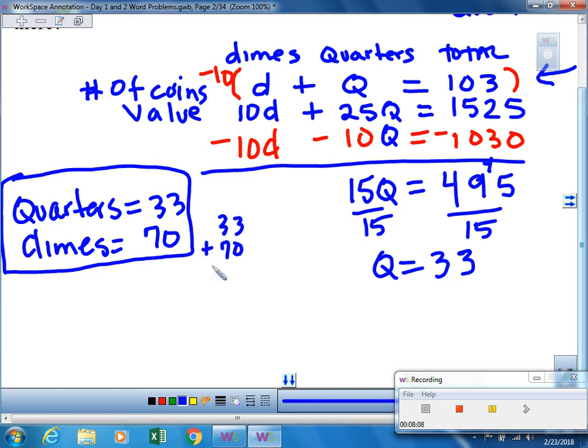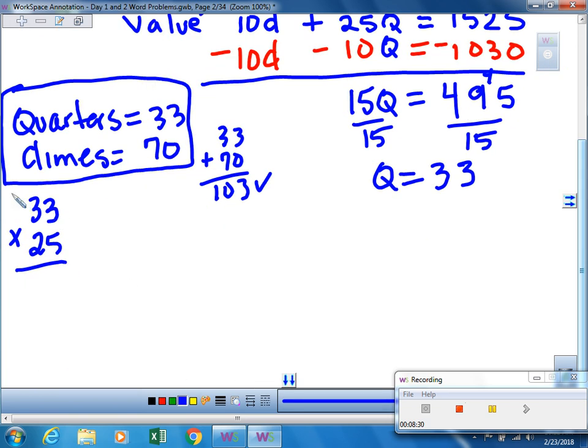Just double check. Do the number of coins add up to 103? Yes. The second one is just multiply it times its value, because you want to verify, does it equal 1525? So 33 quarters times the value of a quarter. 33 times 25, so this is 15, 15, 16, placeholder, 6, 6, so 5. This is 725. 825, thank you. Oh, I didn't carry the 1. Sorry.